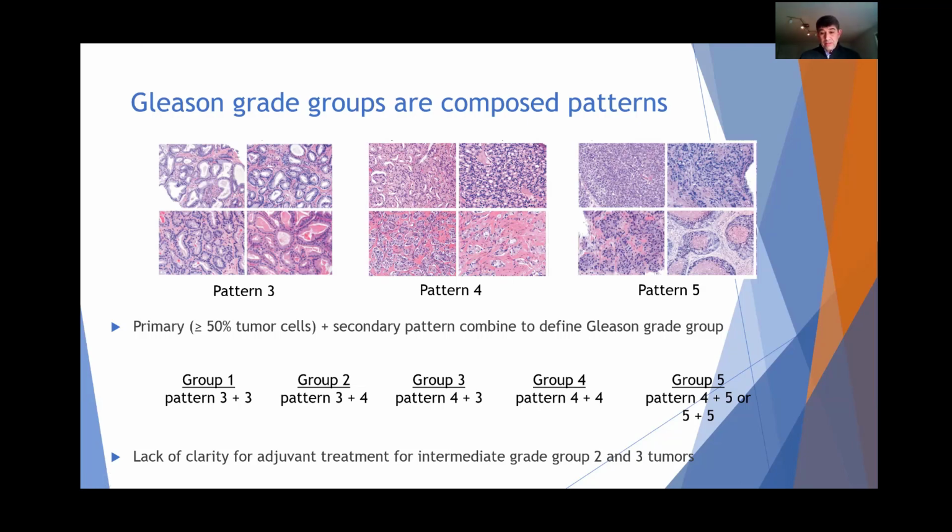So while it's fairly clear what should be done clinically right now with grade group 1 and grade group 4 and 5 tumors, there's really a lack of clarity for these intermediate grade tumors.